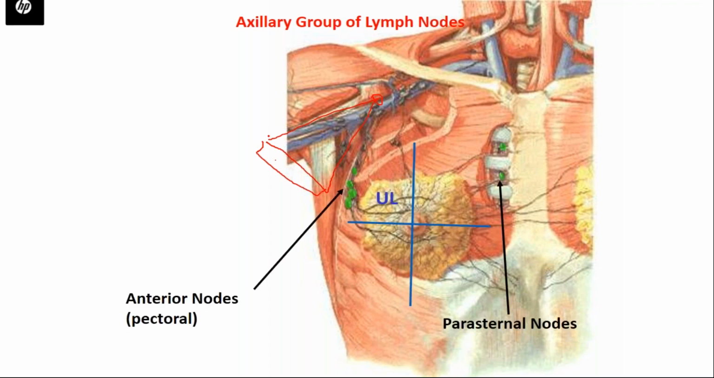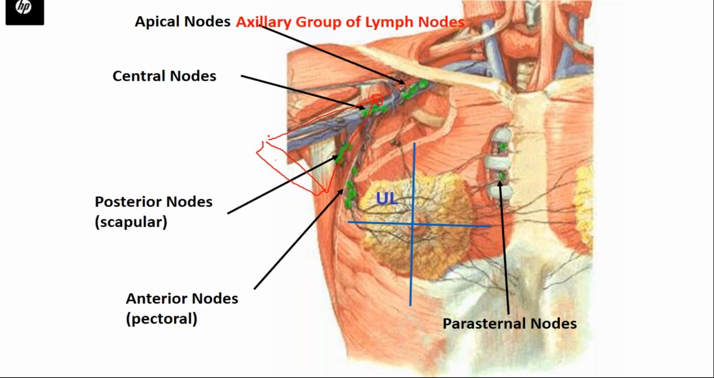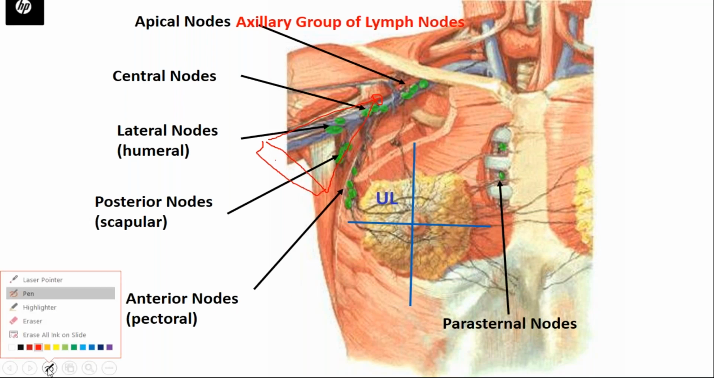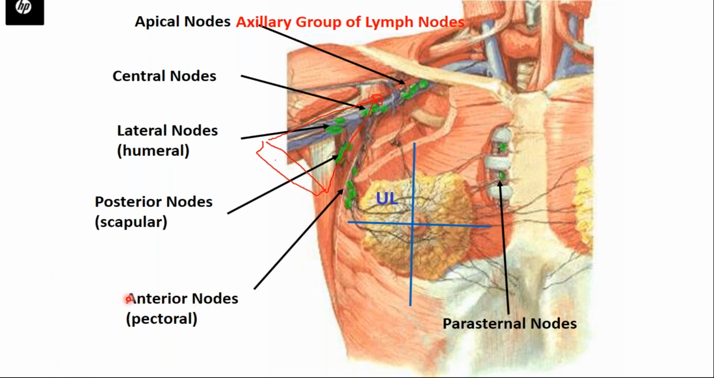In different parts of the axilla, there are different groups of lymph nodes. In the anterior part of the axilla, along the anterior wall, there is the anterior group of lymph nodes, also called the pectoral group of lymph nodes.